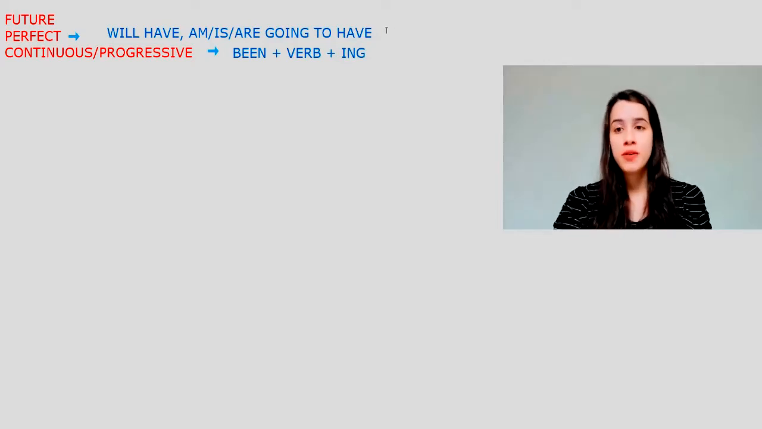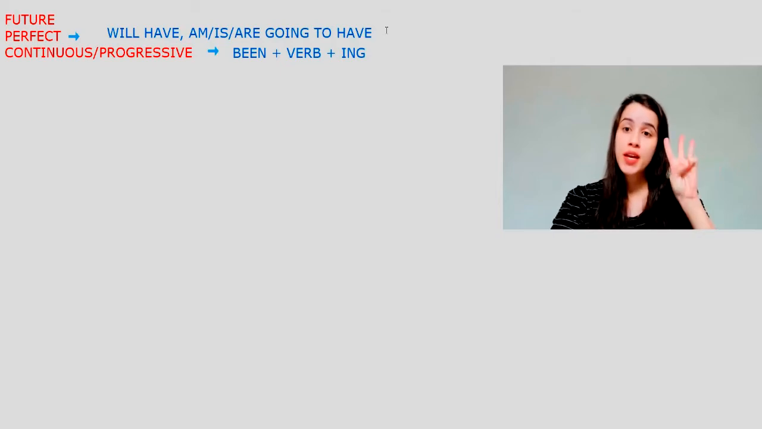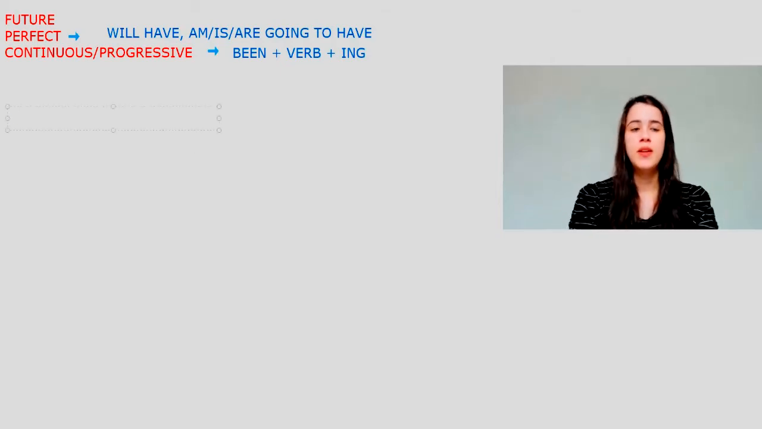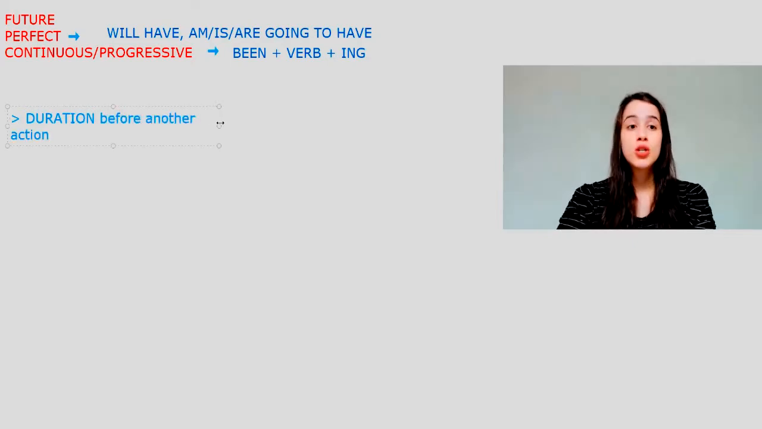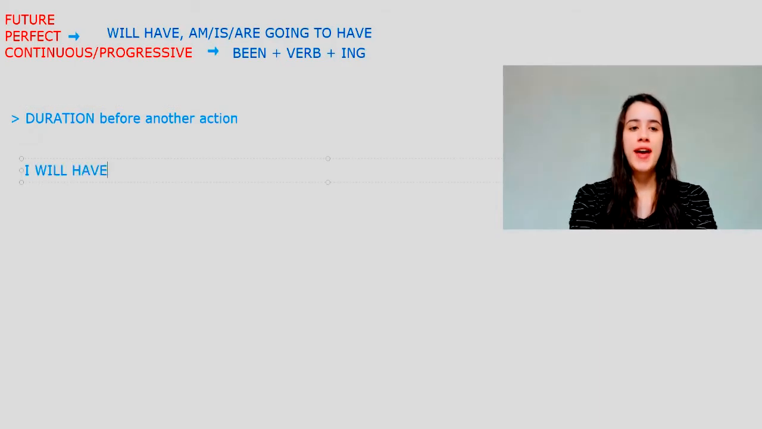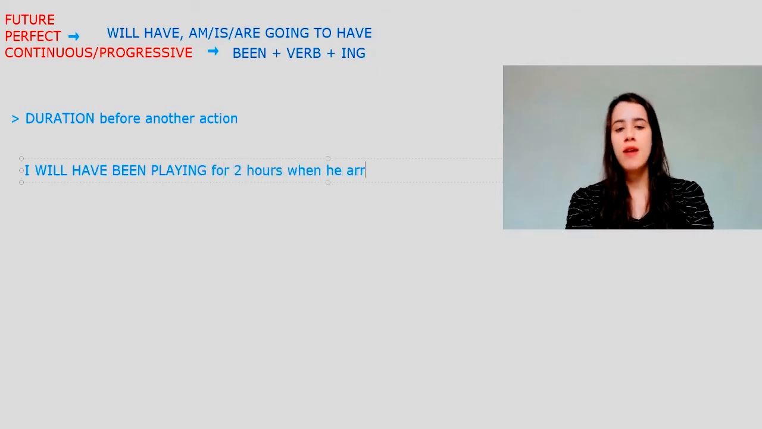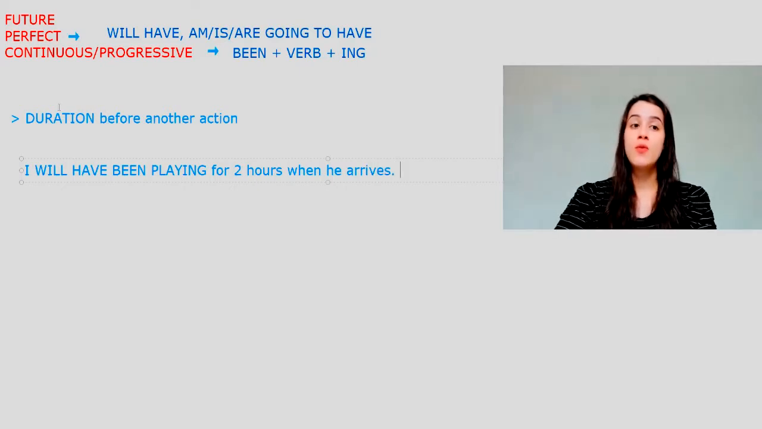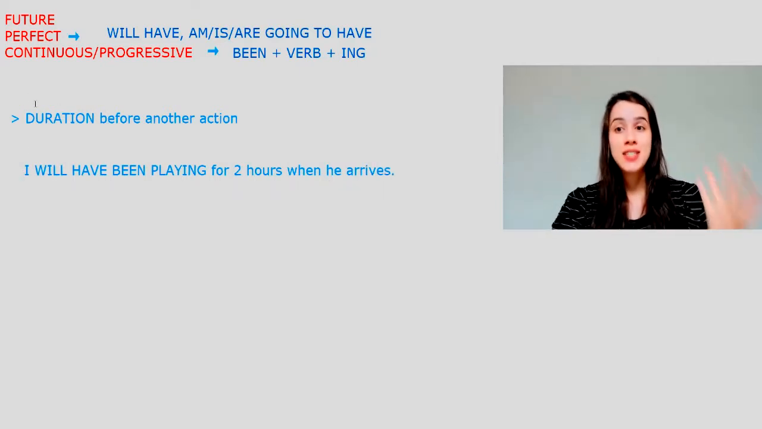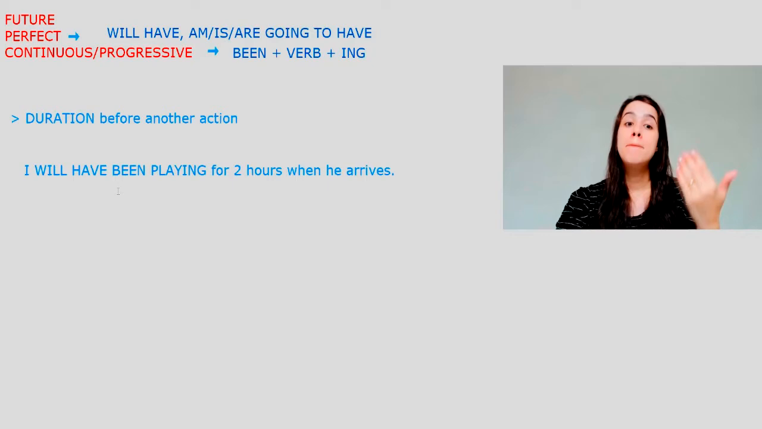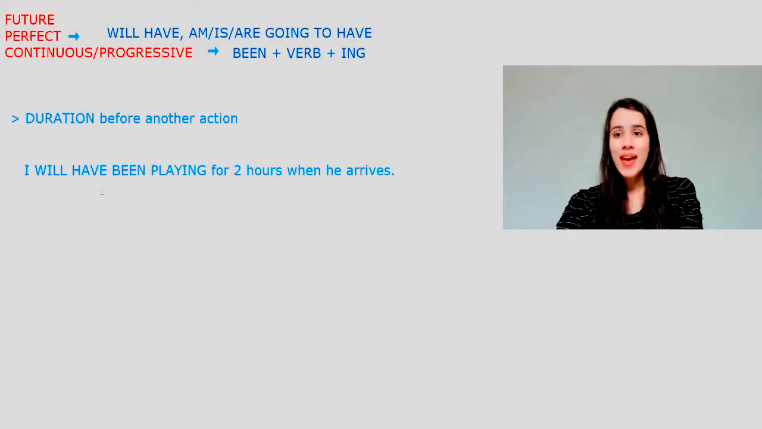Bear in mind that future perfect continuous has three usages. What is the first one? The first one is duration before another action. For example, I will have been playing for 2 hours when he arrives. So what do we have here? We have an action that will have lasted some time. There's a duration, for 2 hours, before somebody arrives in the future.